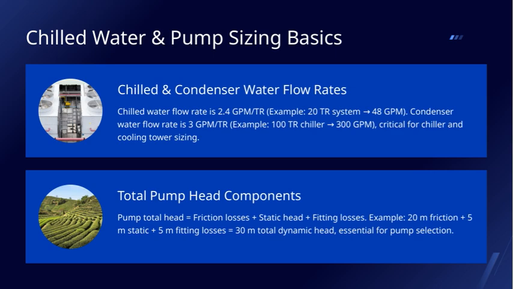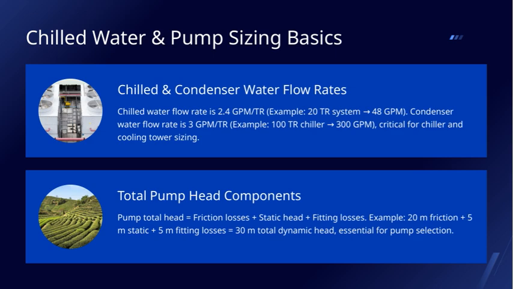Moving on, understanding the total pump head components helps us grasp how different factors affect pump performance. Friction losses are caused by fluid resistance within the pipes. Static head relates to elevation differences, and fitting losses come from valves, elbows, and other fittings. All these add up to define the pump's required capacity.